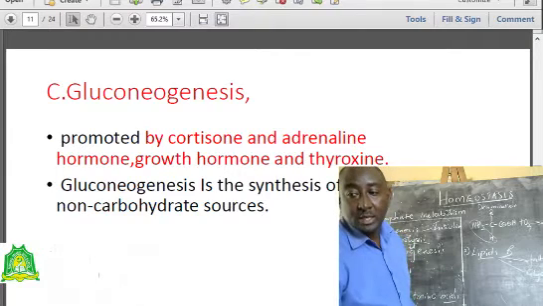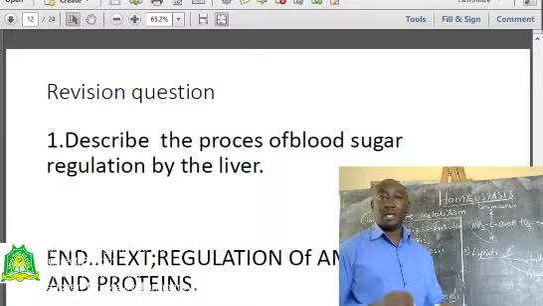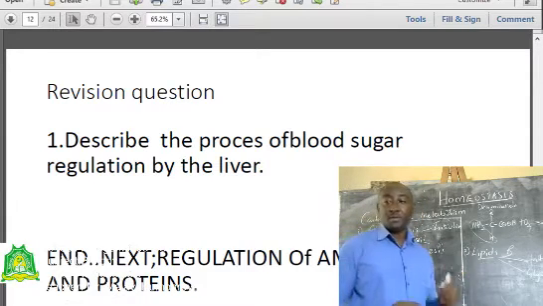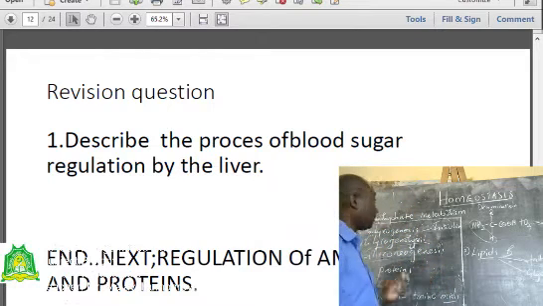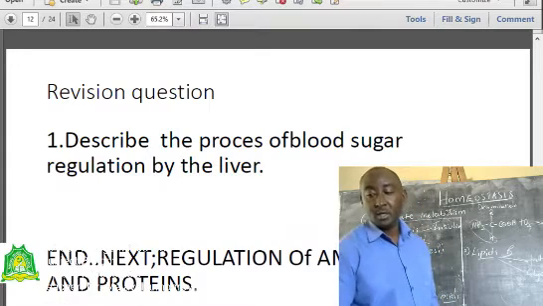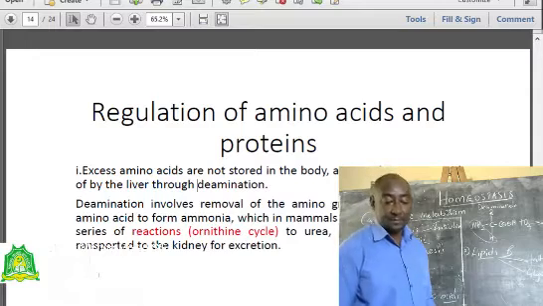So dear learners, questions can come in this. I would like you to note some of this down from what you've just looked at about carbohydrate metabolism. One of the questions you can get is: describe the process of blood sugar regulation by the liver.